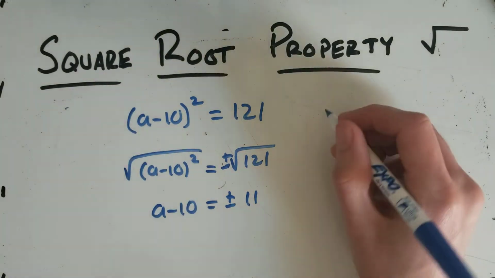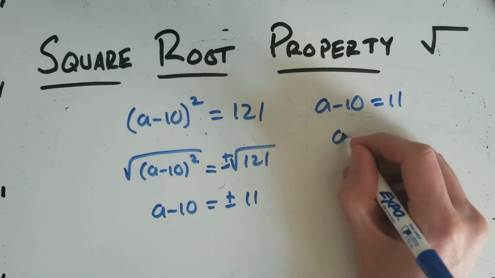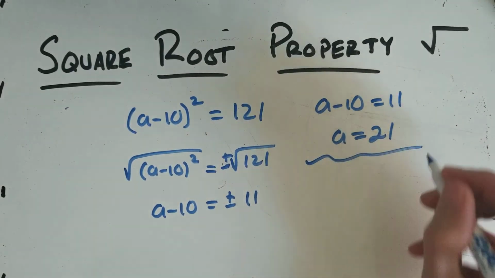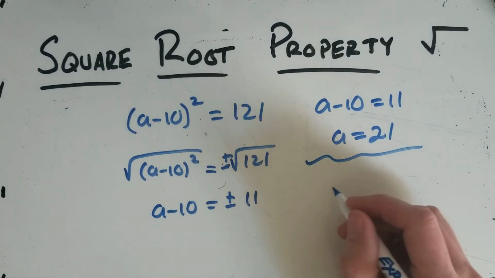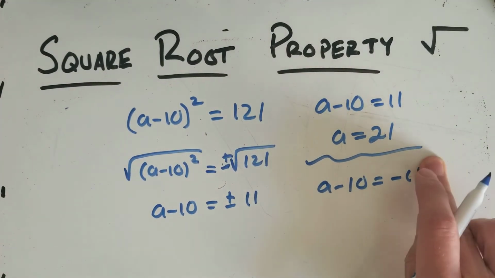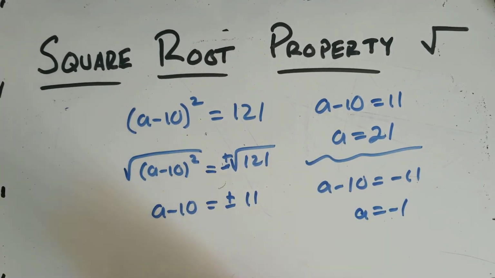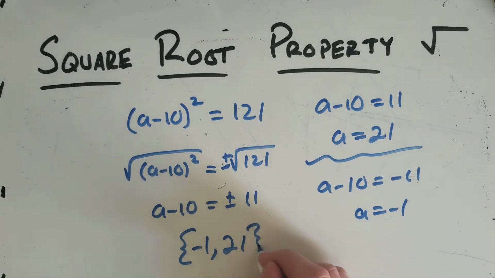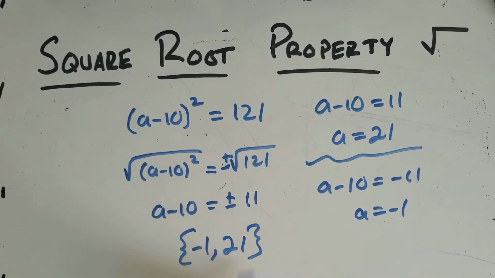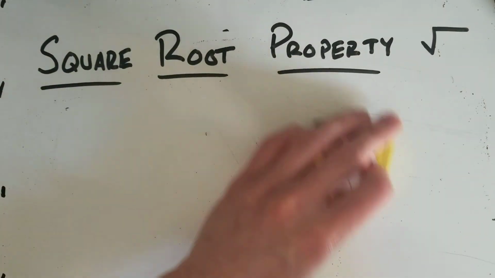All right, our 2 cases. A minus 10 could equal the positive 11, in which case a is 21. Or we could have a minus 10 equals the negative 11, and then a would be negative 1. So our solution set is the set containing negative 1 and 21. These are our possible solutions for this equation. We have 2 more to try, then you can go try some of these on your own.